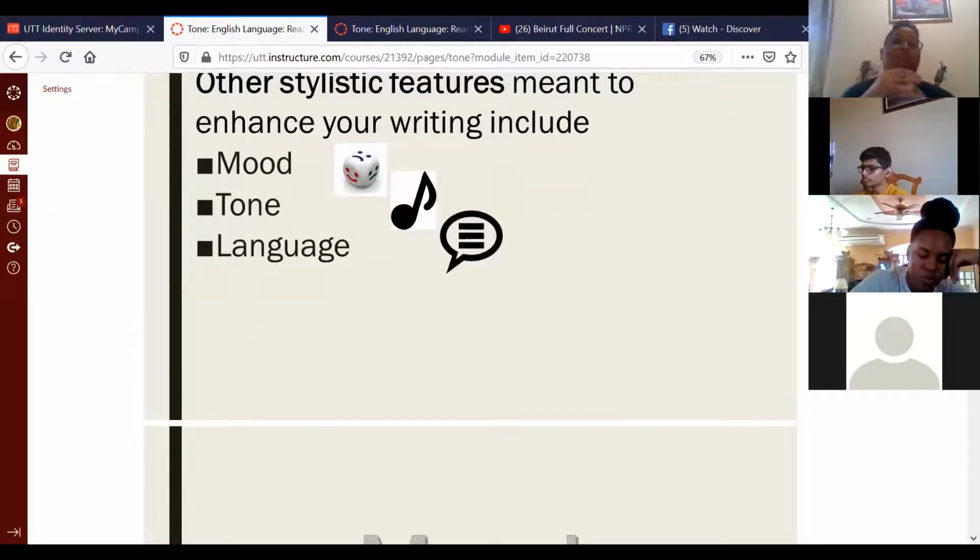So we have mood, tone, and language. These are in addition to the core content of your essay. These are things we look for. These are things that help convey further meaning.